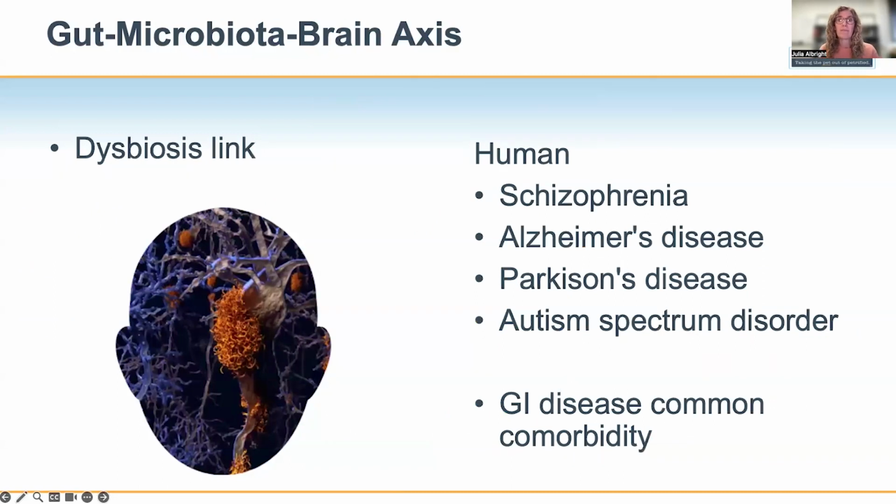So there have been links, there have been correlates to disease in that pathway. So dysbiosis, through some of those mechanisms I just discussed, has been linked to things like schizophrenia, Alzheimer's disease, Parkinson's, even autism spectrum disorder. And interestingly, many of these diseases do have a GI disease as a common comorbidity.